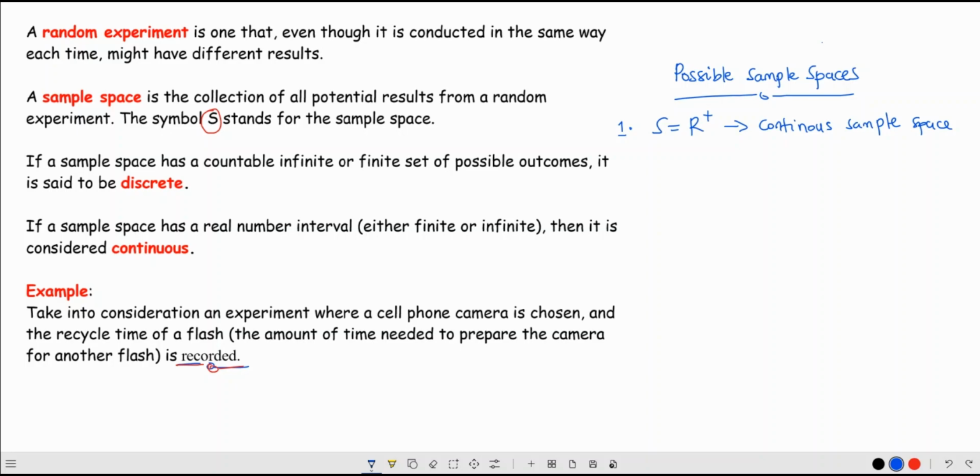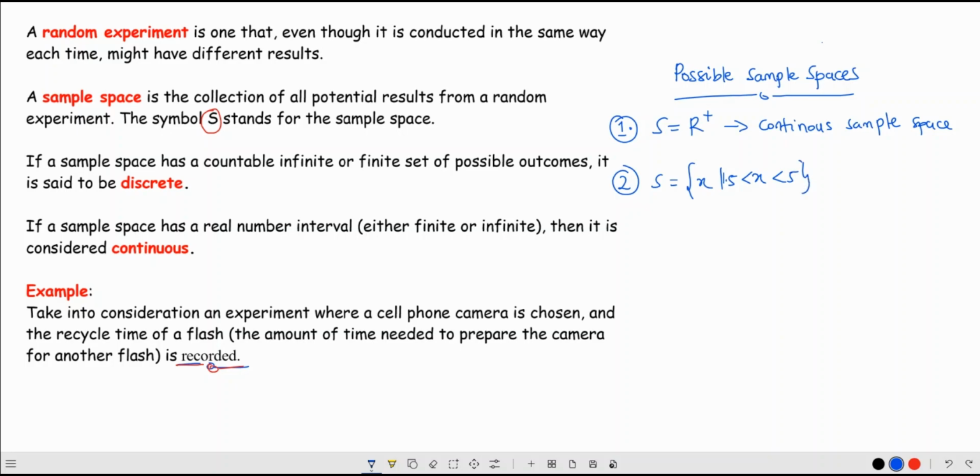Okay, and then I said that we choose the sample space based on the analysis that you want to do at the end of an experiment. So let's say we are looking at recycle time between some interval. You can see that you are looking at recycle time between 1.5 seconds and 5 seconds. Then our sample space will be x, such that x is greater than 1.5 seconds but less than 5 seconds.